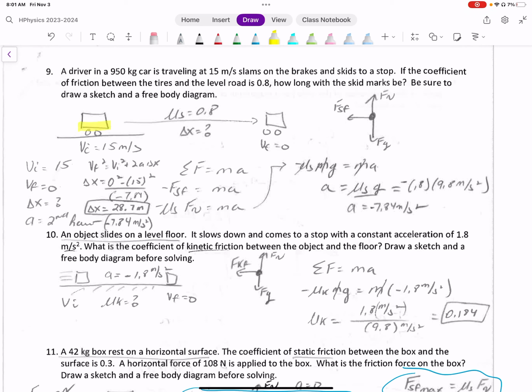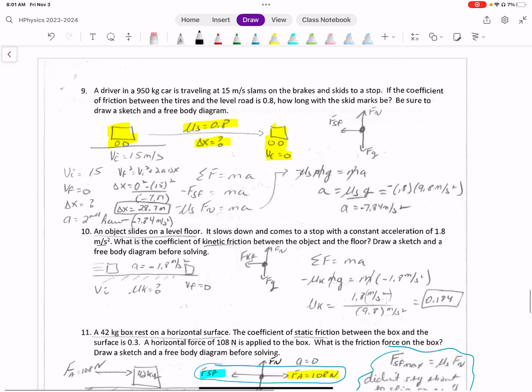I have a car. It is traveling initially at 15 meters per second. They told me it skids to a stop, so I know the final velocity is 0. They asked me how long the skid marks were, so they're asking for delta x, and they also gave me a value of the coefficient of friction. That should be a k, so there's a mistake of notation. It has to be kinetic friction because the car is sliding.